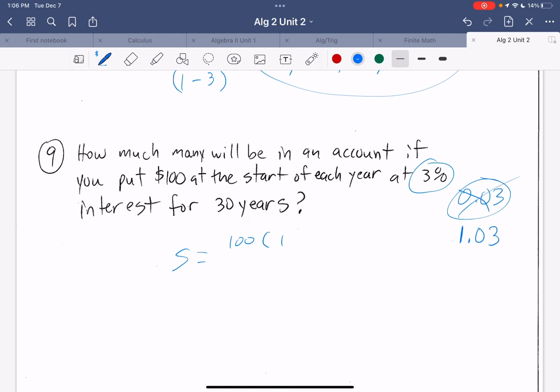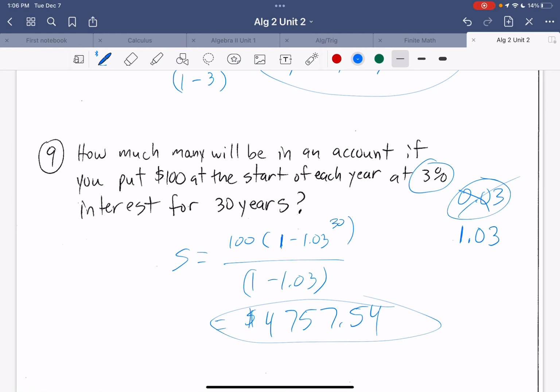And then we do 1 minus 1.03, because that's the growth factor, R. And then we do that for 30 times, and then 1 minus 1.03. And we type that in the calculator, and we get $4,757.54. So that's not a lot of money over 30 years, but it's better than just doing $3,000, right? Because 30 years at $100 would be $3,000. So you are getting an extra $1,700 because of the interest that you're gaining. All right, so that's the practice quiz.